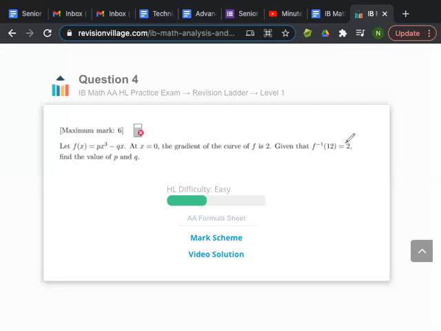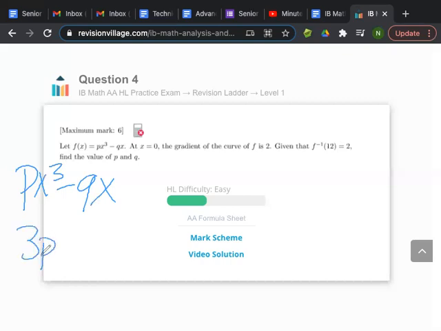Okay, so this question: let f of x equal px cubed minus qx. At x equals 0, the gradient of the curve of f is 2. Given that f inverse of 12 equals 2, find the value of p and q. Let's start by just going in order. When you see the word gradient, what should you think? Derivative. Yes, slope, and by extension, your derivative. So let's go ahead and start by taking my derivative.